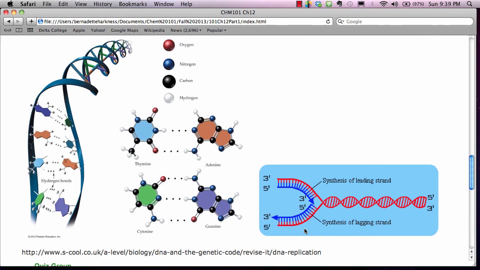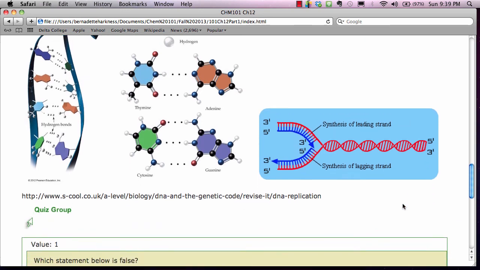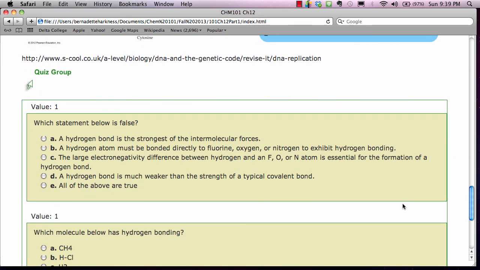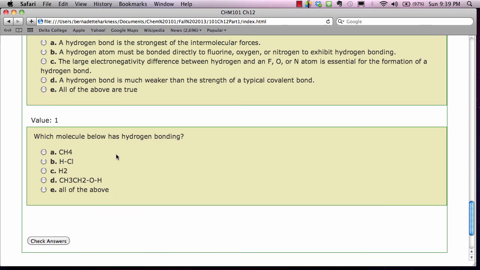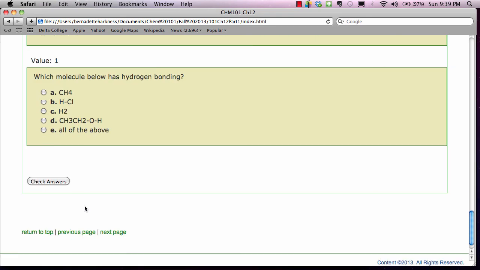And as you may know, the replication for cells is like 99.9% accurate. So thinking about the hydrogen bonding forces versus the other forces, and how this affects compounds, try to answer these few questions.